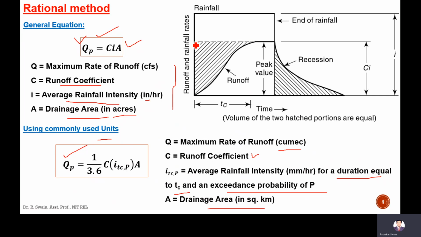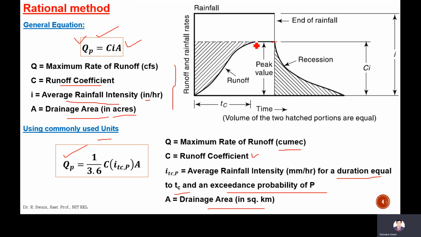If you see this plot, the rainfall magnitude is converted into runoff magnitude, and this peak magnitude is Ci. If you multiply by the area, it will give you the volume. Here it is rainfall rate or runoff rate, so if you multiply runoff or rainfall rate with time, it will give the depth, rainfall depth or runoff volume. Runoff volume divided by the area is the same as the runoff depth or rainfall depth.